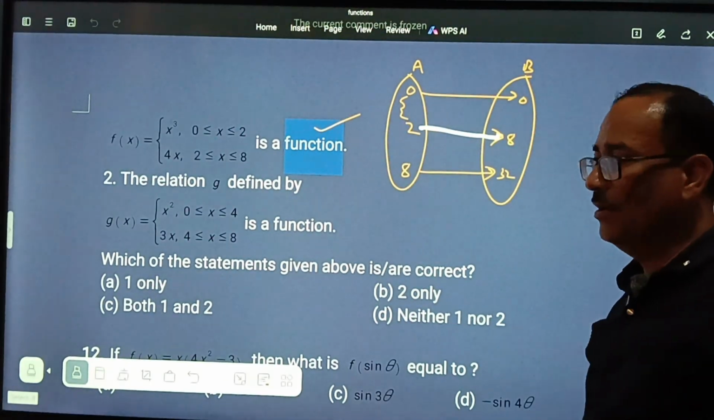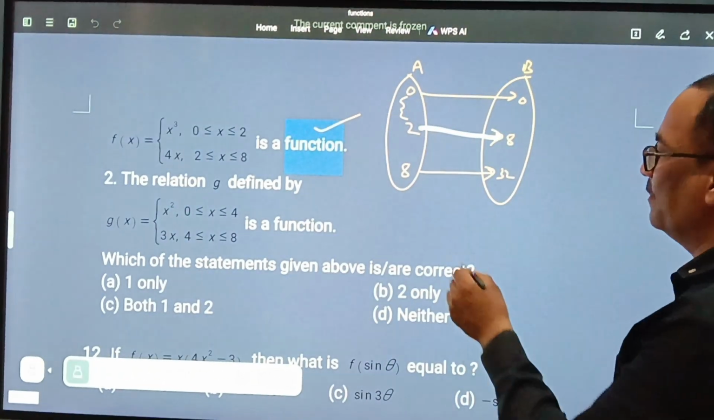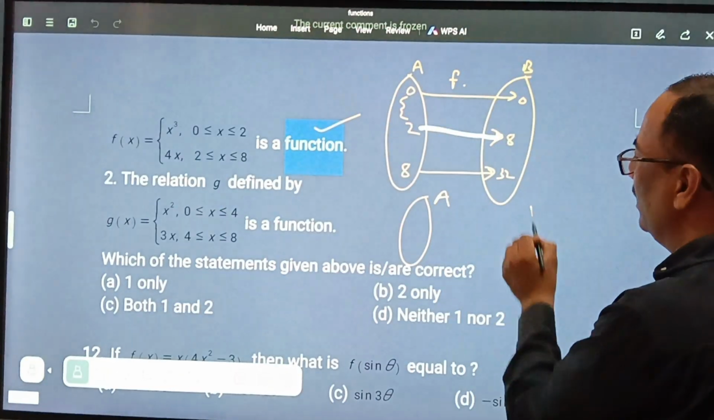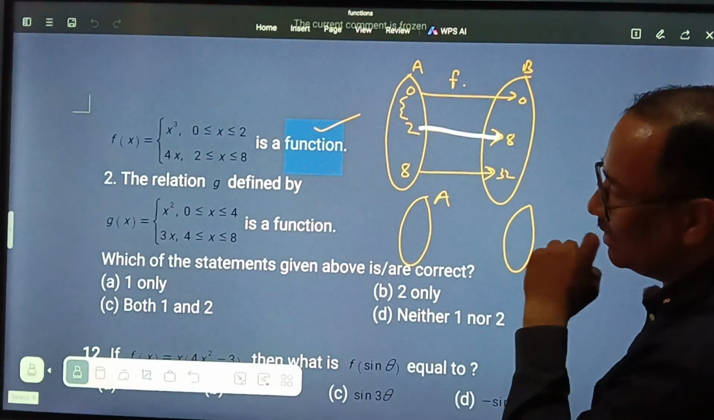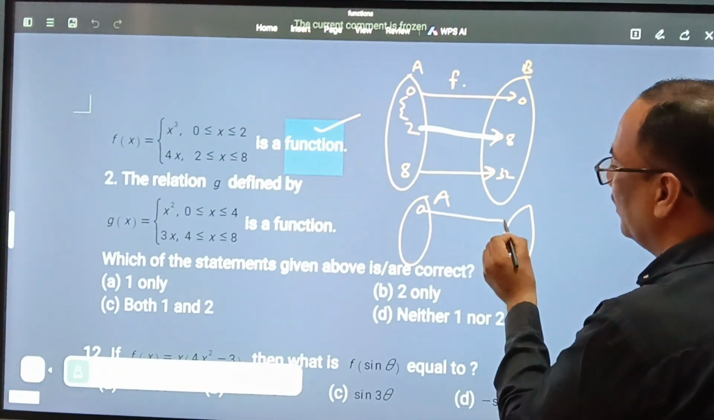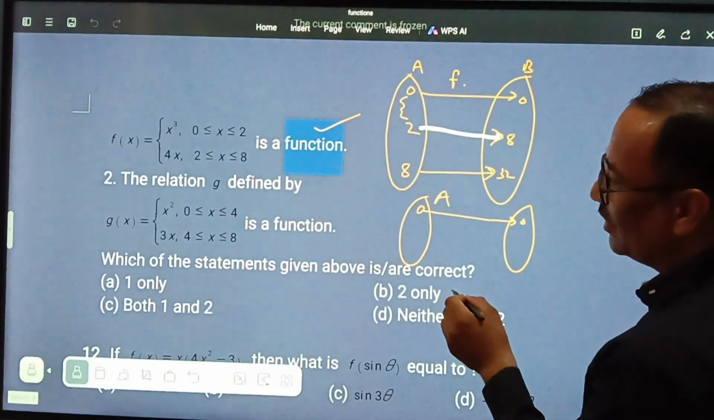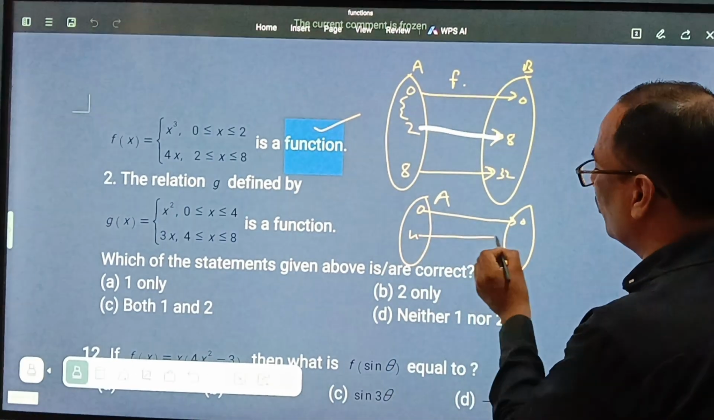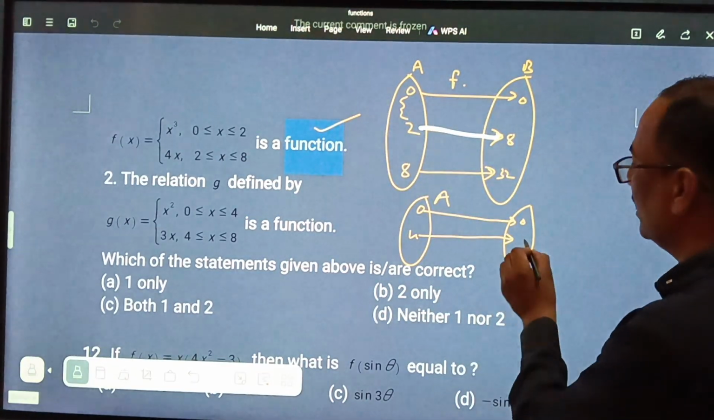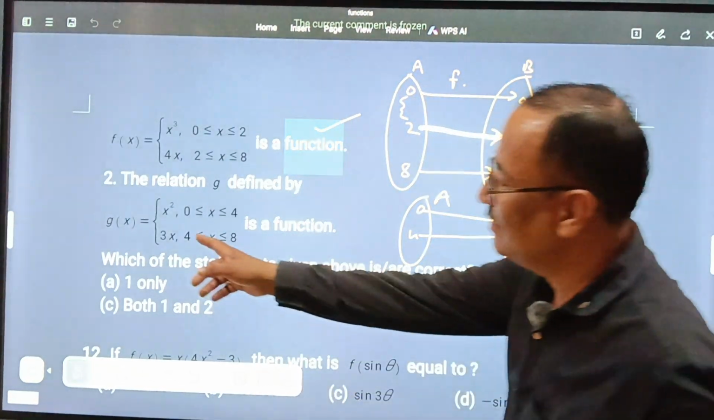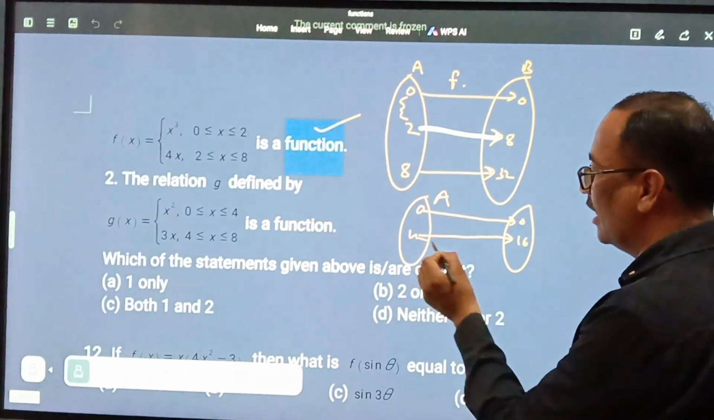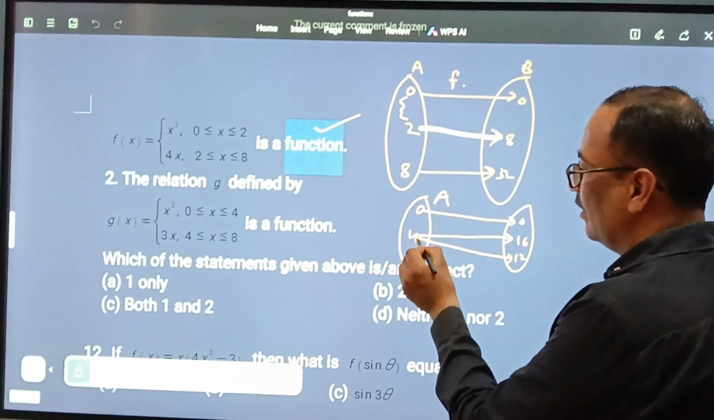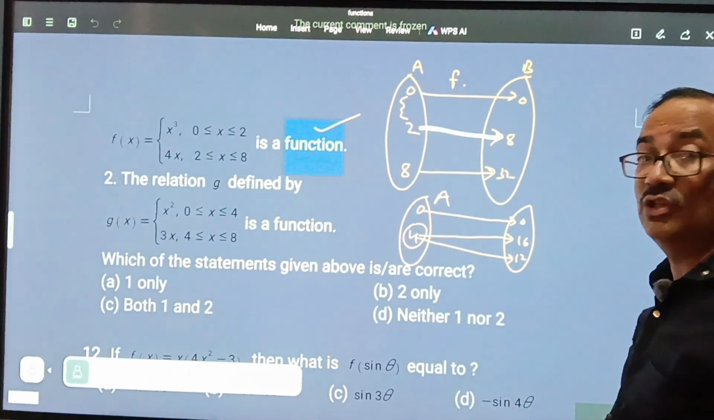This is correct. But in the next, what we get? Another function g is defined from A to B and defined as g of 0 is 0, and g of 4 is there. So according to the first definition, 4 square is 16, but the next definition is what? 4 times 3, that is 12. So the images of 4 is not unique.